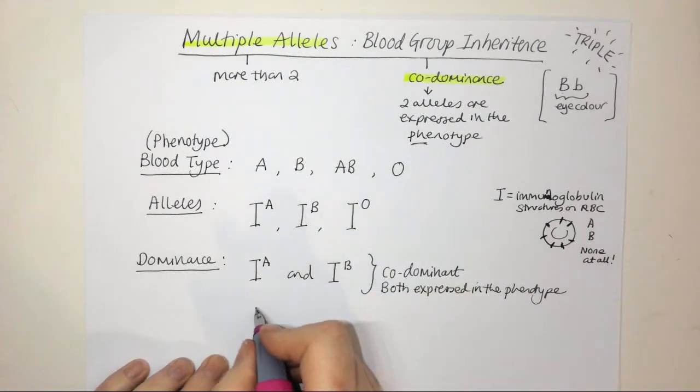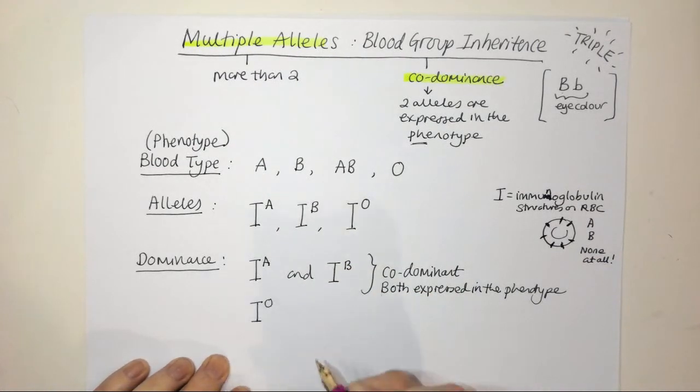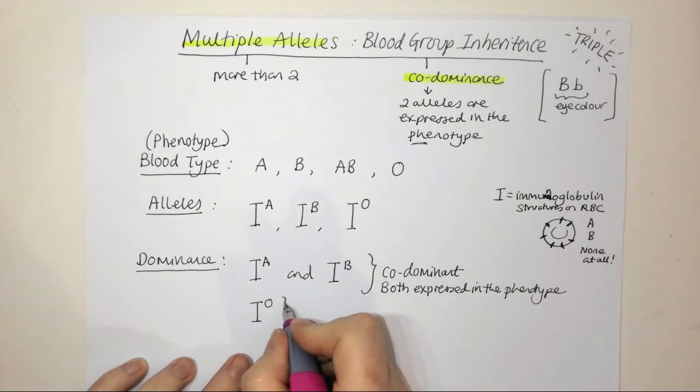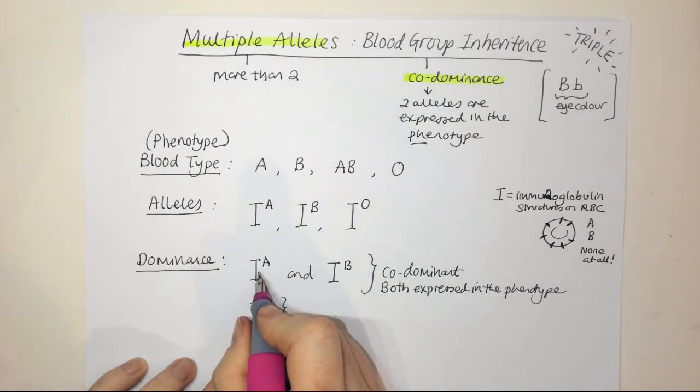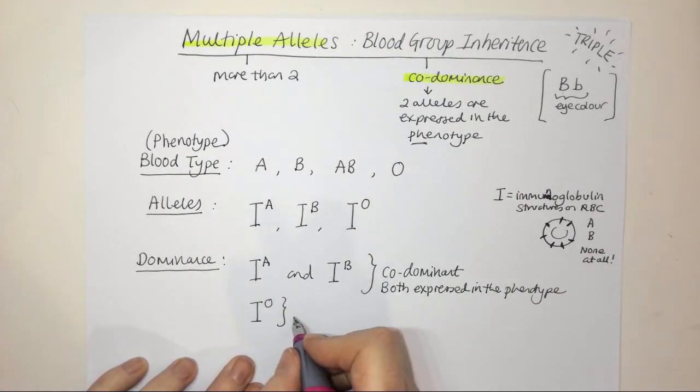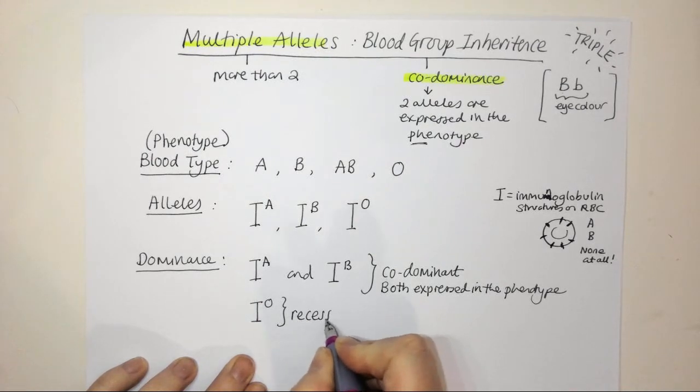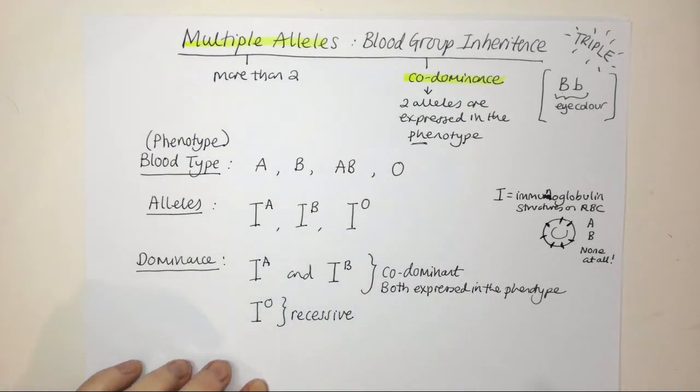And then we have the O allele. And this O allele is recessive to both A and B. Now, if we know that, we can try and do a genetic cross where we can try and predict what blood groups are likely from different combinations of people if we already know their blood group.